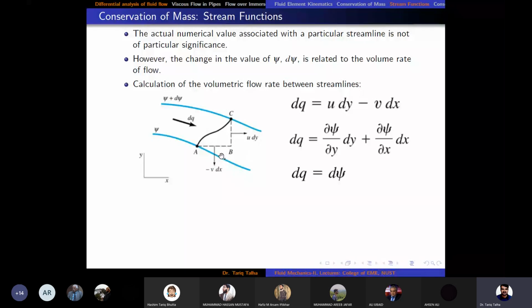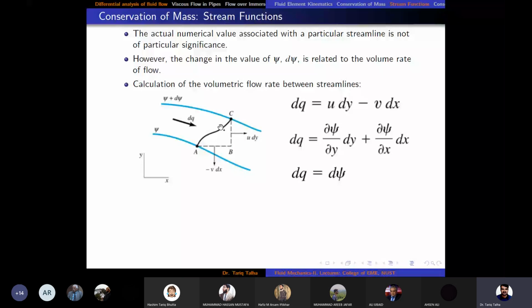So we are talking about volumetric flow rate, so we have the area, and the other dimension is unit width. We are talking about unit width, which means the width into the board is 1. Because it is u into area, it should be dy into 1, so the 1 is not written here. Similarly, minus v into dx into 1. The flow is going downward, so it has this negative sign, minus v dx, and similarly because it is going in the positive x direction, u into dy.